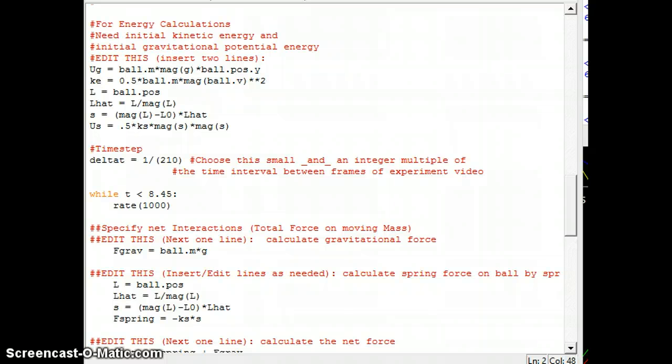The velocity update formula is found from the momentum principle, and it is that the final velocity is equal to the initial velocity plus the net force divided by the mass of the ball times the change in time. The position update formula comes from the formula for the velocity, and it is that the final position is equal to the initial position plus the velocity of the ball times delta t.